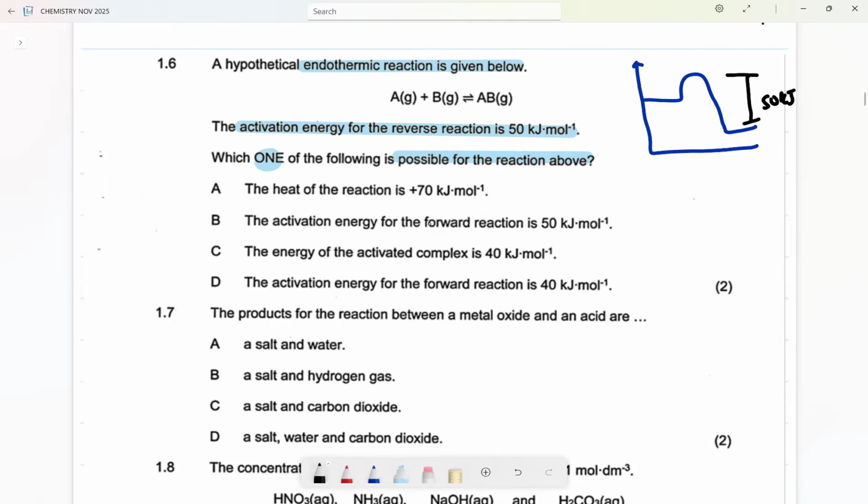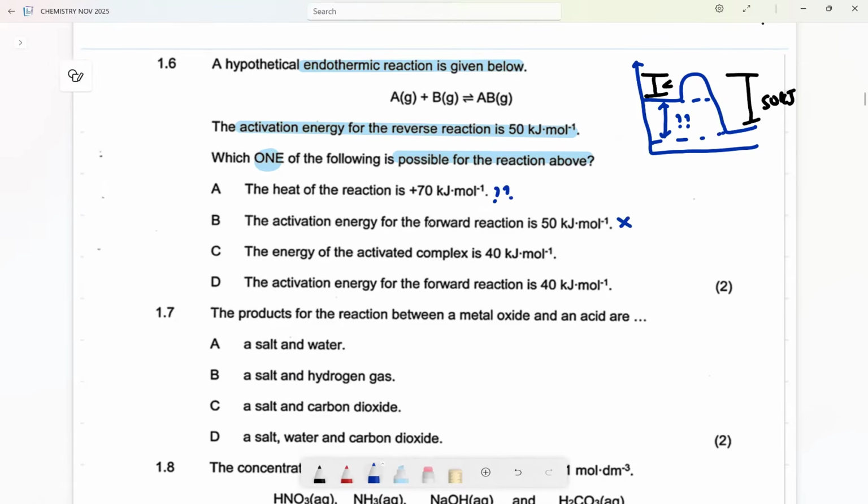Now let's look. The heat of the reaction is 70 kJ per mole. Can the heat be 70 kJ per mole? Well, we don't know as of yet. We'll just see. It's possible though. The activation energy for the forward is 50. No, the activation energy for the reverse is not equal to the activation energy of the forward. And the activation energy of the forward reaction, can you see that it is less than 50? So this one, no. The energy of the activated complex is 40.